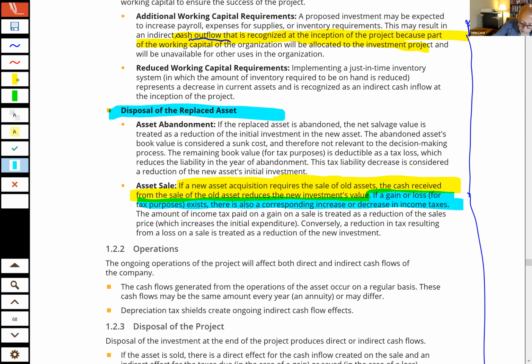If we abandon the asset, okay, then the net salvage value is treated as a reduction of the initial investment in the new asset, and the abandoned asset's book value is considered a sunk cost and therefore is not relevant to the decision making. However, the remaining book value is deductible as a tax loss. Okay, so I'm just pointing this out to you to get it in your head that you're going to have to be thinking. I don't really want to flashcard anything here. You're going to have to be thinking through the tax implications of the gain or loss on the sale or the loss on the abandonment of a particular asset.